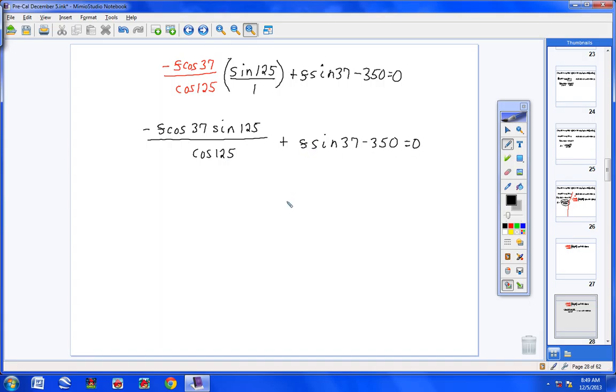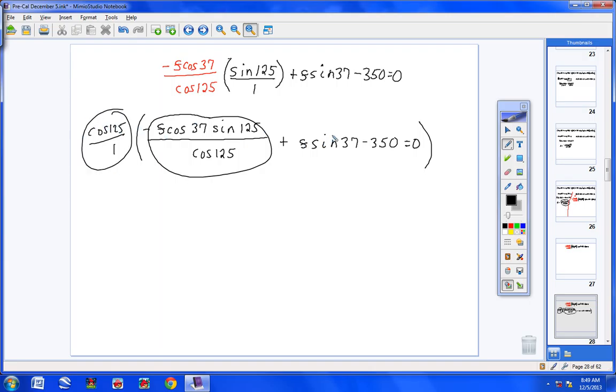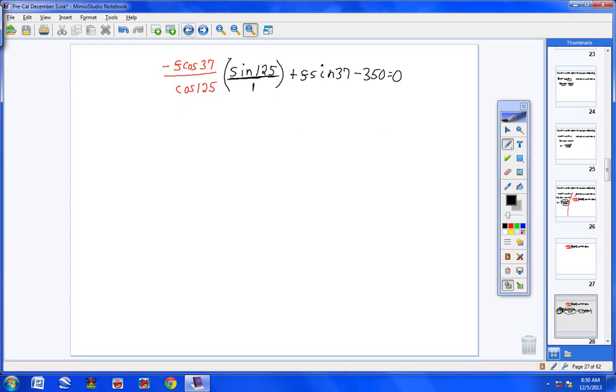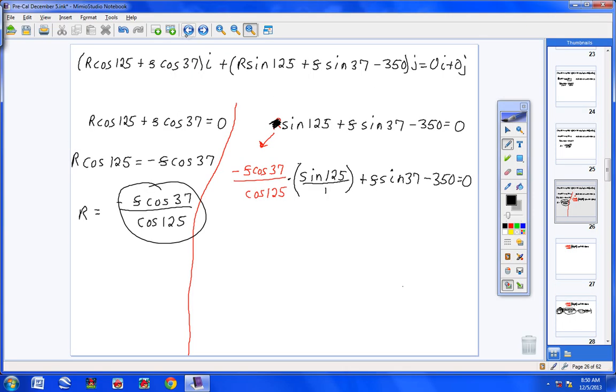Now, do you know what I'm going to do next? I do not like fractions, like most students don't. So I'm going to multiply this entire equation by my denominator. You're allowed to do that as long as you do it to every term. This is one term right here. So I'm going to multiply this term by this. I'm going to multiply this term by this. I'm going to multiply negative 350 by this. Let me go back a page real quick here.